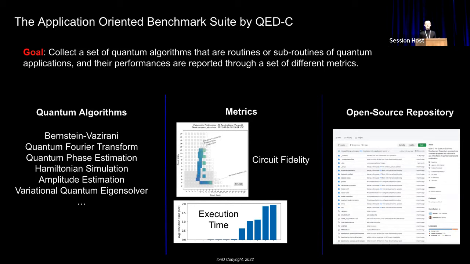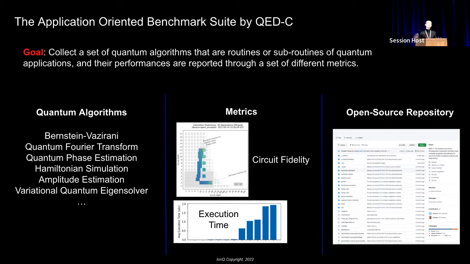So here are three major parts of this application-oriented benchmark suite. The first part is quantum algorithms. So we include Bernstein-Vazirani, quantum Fourier transform, and variational quantum eigensolver, a whole bunch of quantum algorithms.